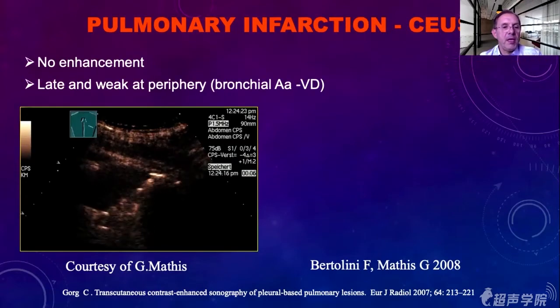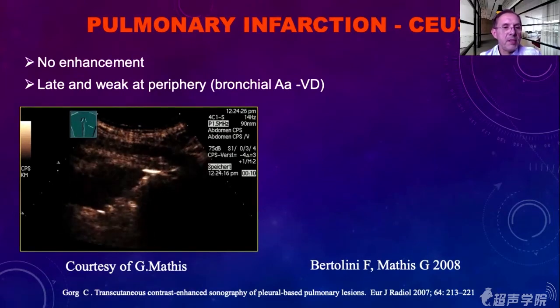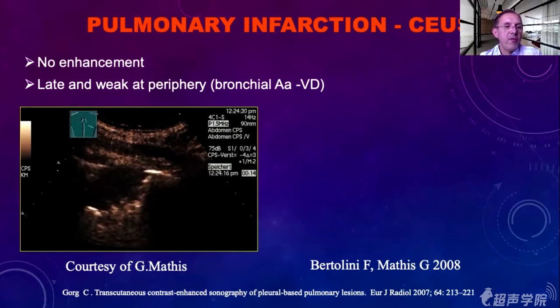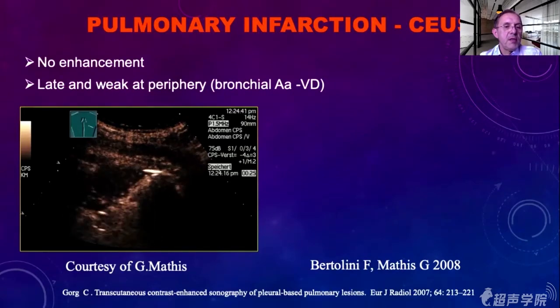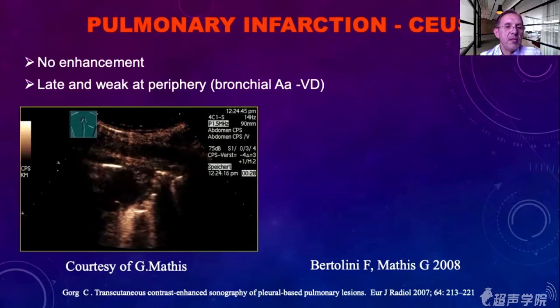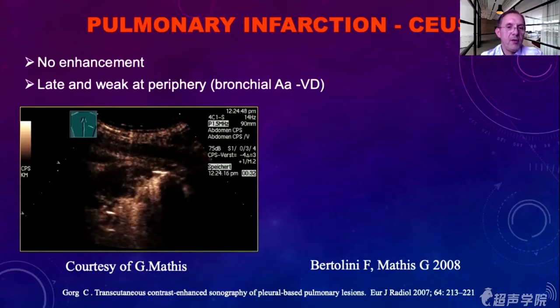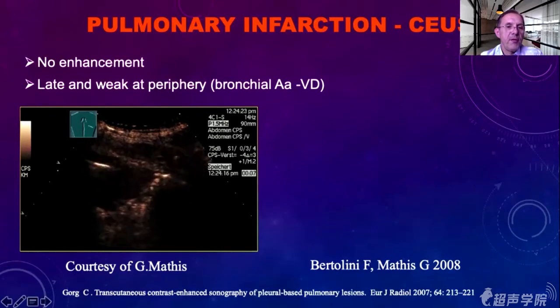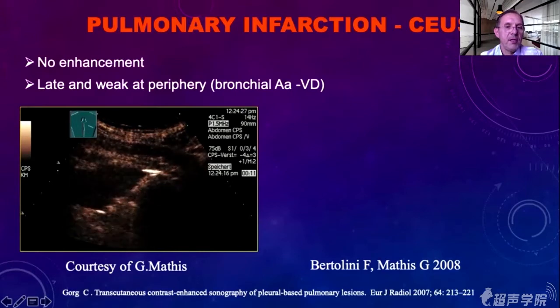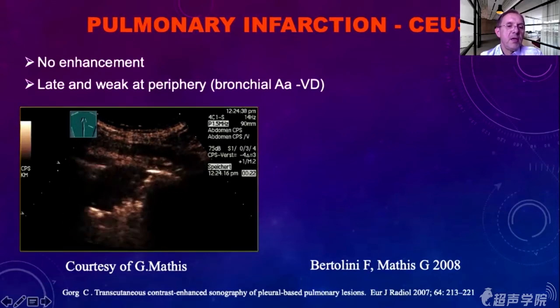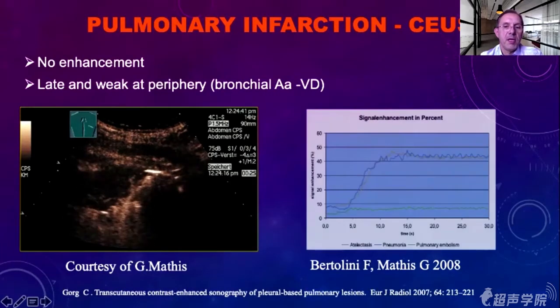Here you have a case, courtesy of my friend Gerhard. You see a case of pulmonary infarction, and you see that in the early stages after injection, you don't see flow inside the lesion, but after 20 seconds at the periphery of the lesion, you see flow coming. So in the early phases, here we don't see anything. The flow starts approximately at 18 to 20 seconds after the contrast injection.